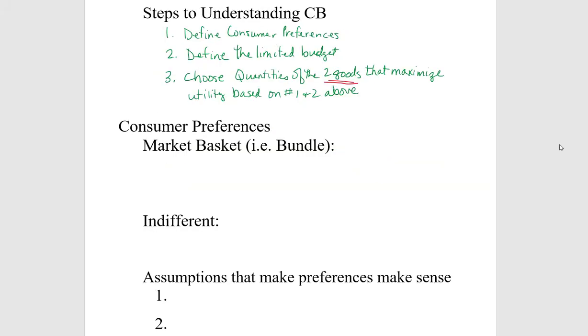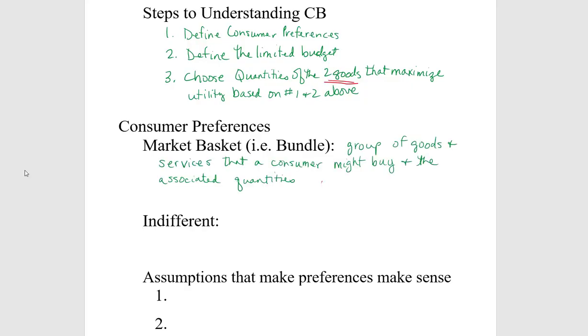So let's start with consumer preferences and define what we call a market basket or bundle. A market basket or bundle is a set of goods and services that a consumer might buy and the associated quantities of those goods. So for example, a basket we might call basket A could contain 2 pizzas and 5 beers. Basket B might contain 1 pizza and 7 beers. Those are 2 possible baskets that a consumer could buy with their income.